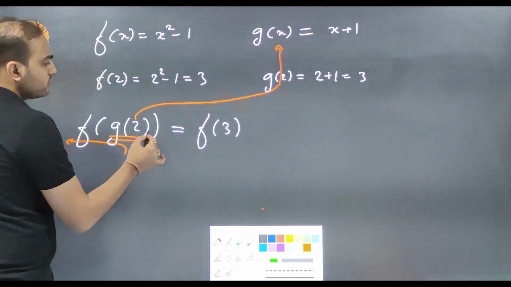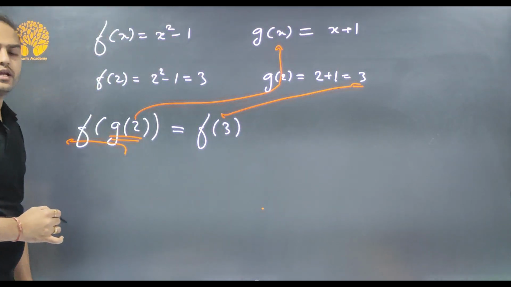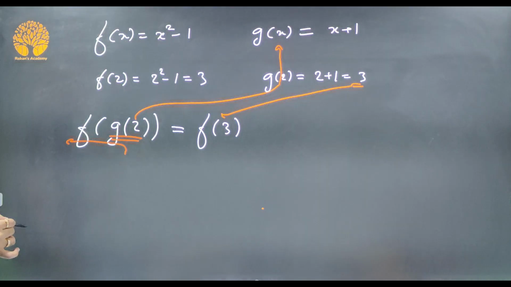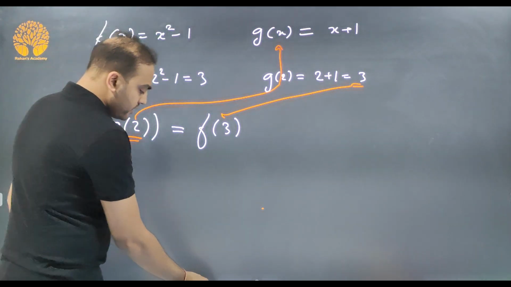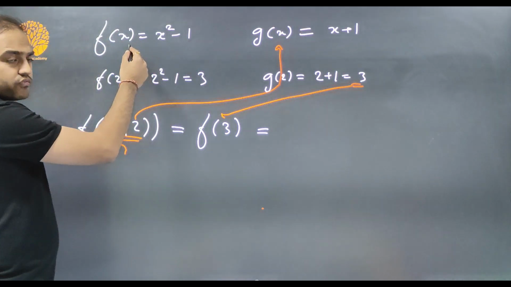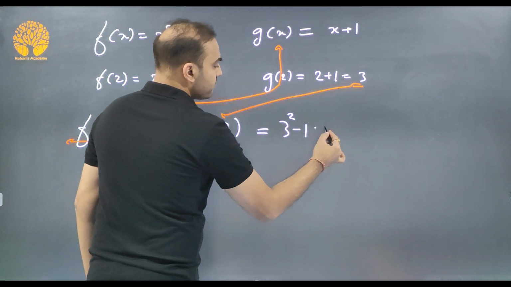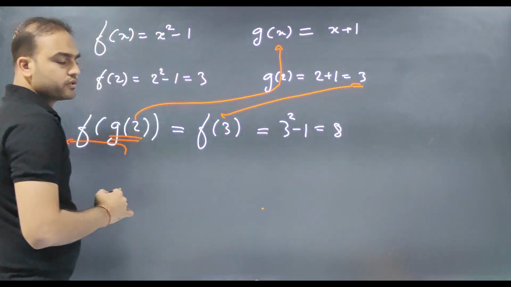The whole g of 2, the value 3 is here now in place of g of 2. So now the question changes to f of 3. How do we find f of 3? In the function f of x, substitute 3. So that is 3 square minus 1, which is 8.